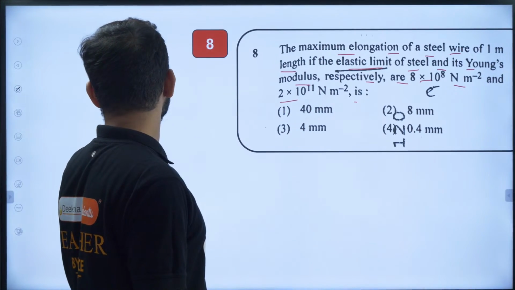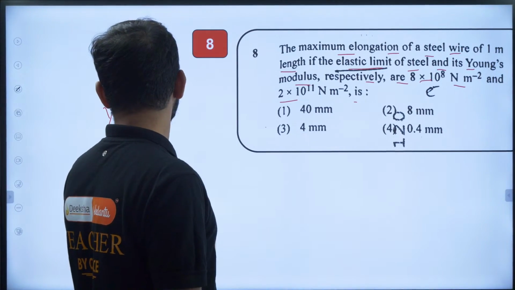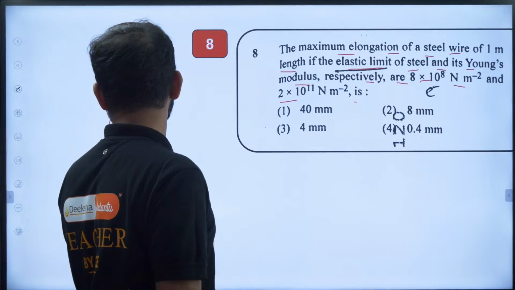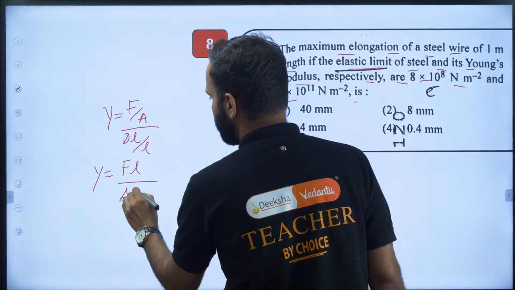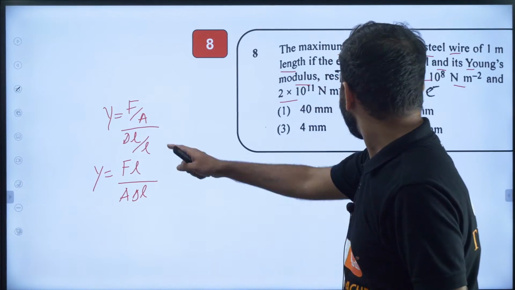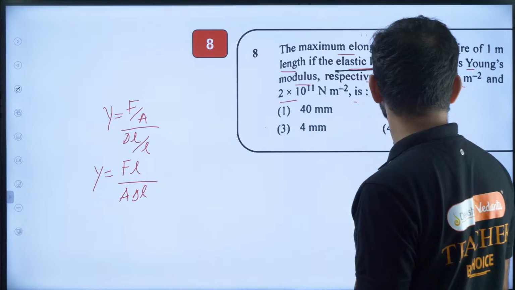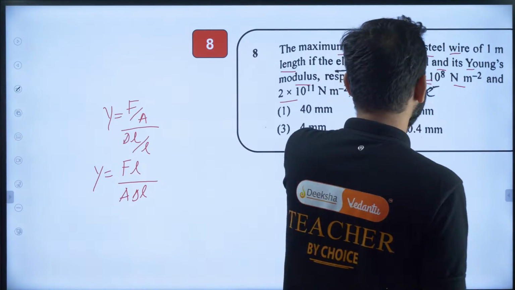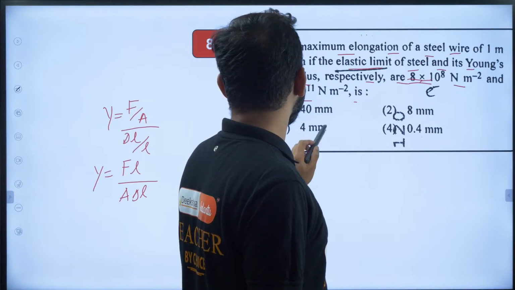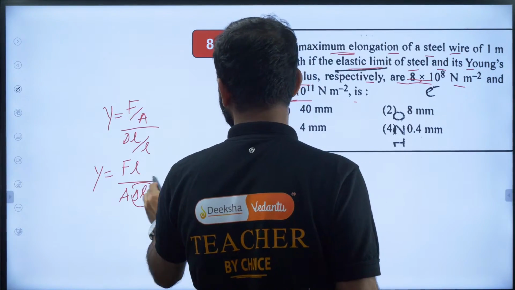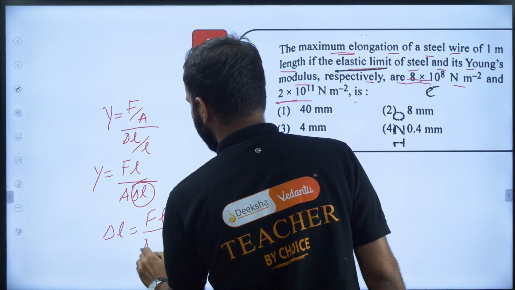We know that Young's modulus is equal to F divided by A divided by delta L divided by L. That is Y equal to F into L divided by A into delta L, right? So what is F by A? Here F by A is 8 into 10 to the power 8, and Y is Young's modulus. Here you need to find maximum elongation in this wire, that is delta L. So delta L is equal to FL divided by A into Y.